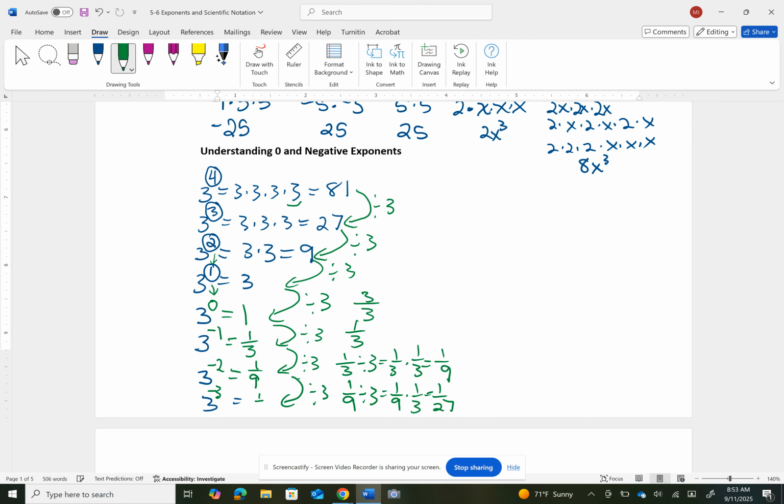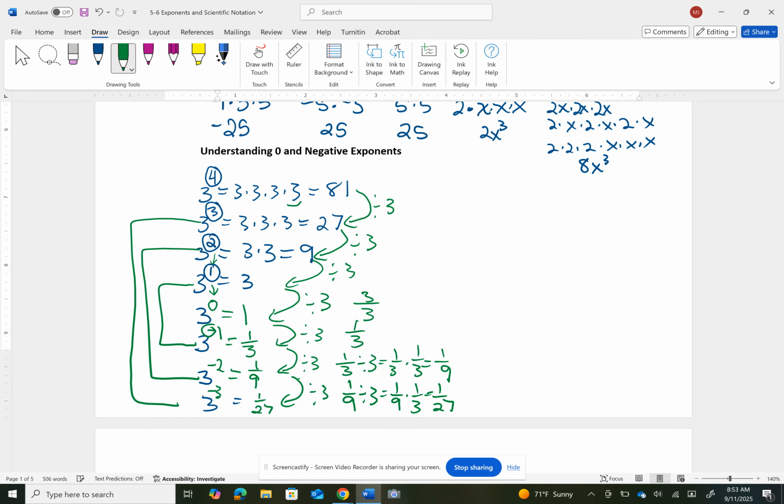Okay. All right, and then notice that 3 to the first was 3. Notice that that negative on the exponent made it 3 to the negative 1, 1/3. And then look at how 3 to the second is 9, 3 to the negative second is 1/9. 3 to the third, 27, 3 to the negative third, 1/27.